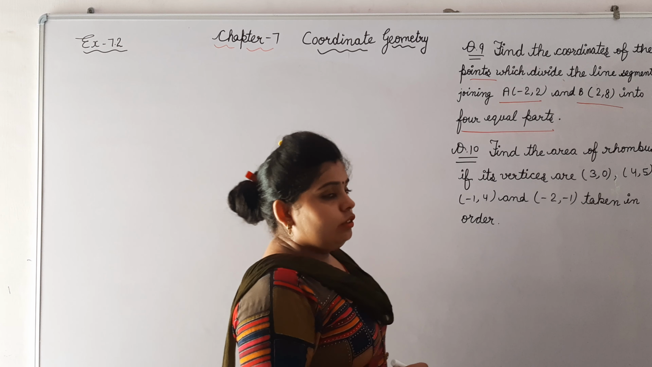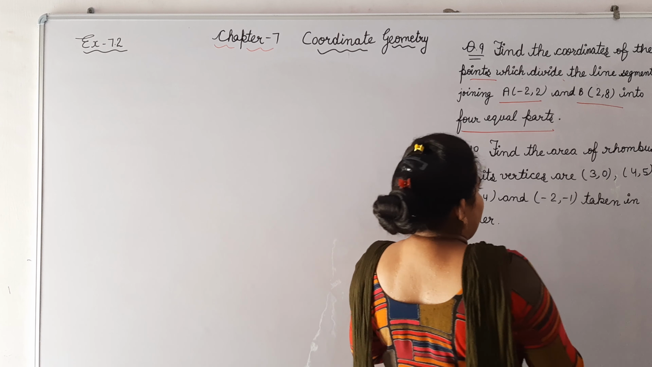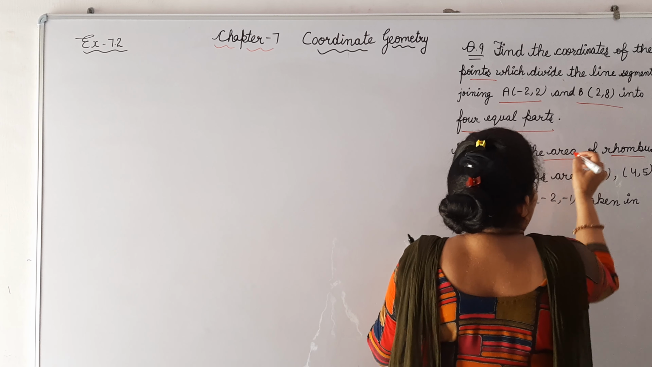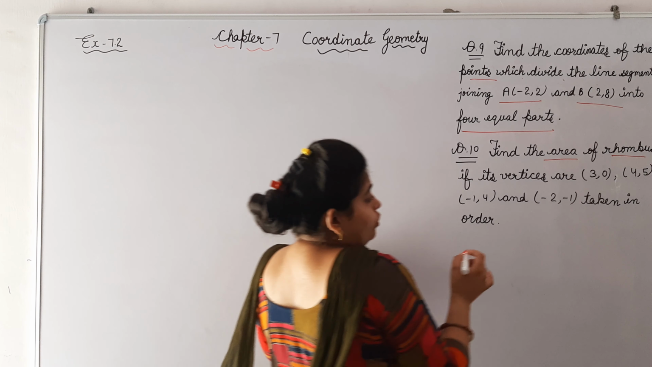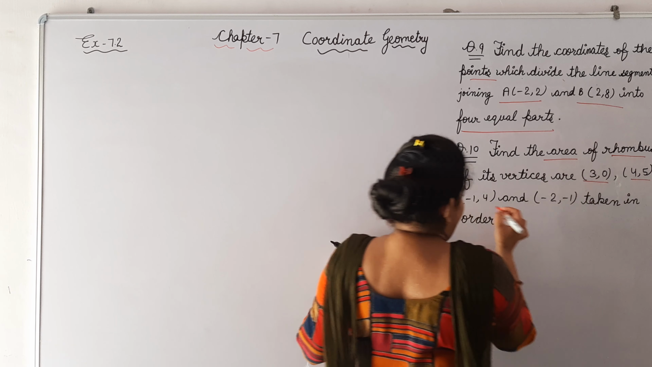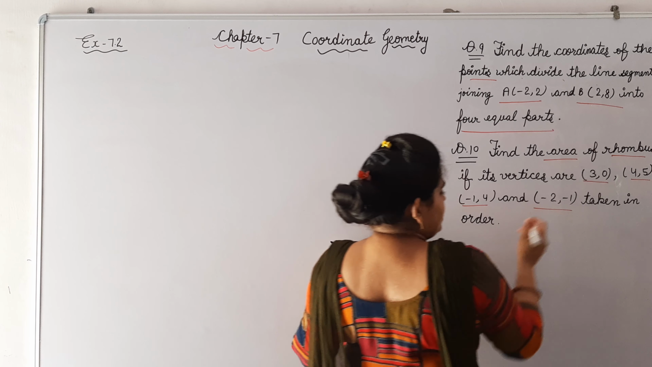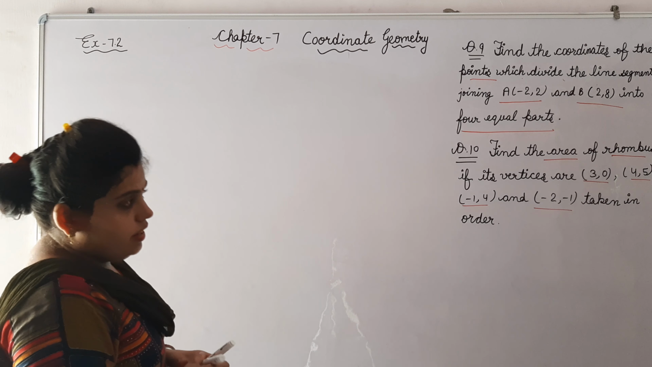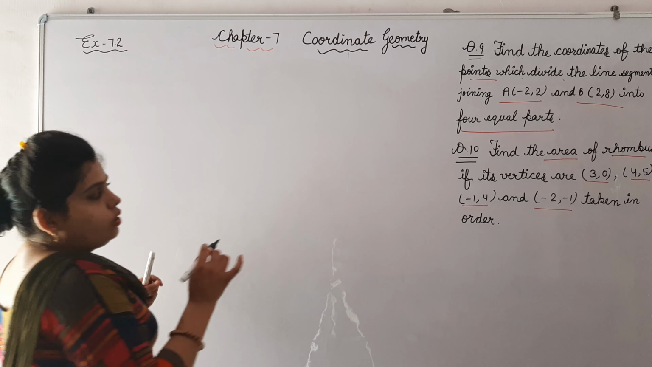Now question number 10. What we have to find in question number 10? Find the area of rhombus. A rhombus is given and we have to find its area, where the vertices of the rhombus are (3, 0), (4, 5), (-1, 4), (-2, -1). We have been given a rhombus and its vertices, and we have to find out its area.